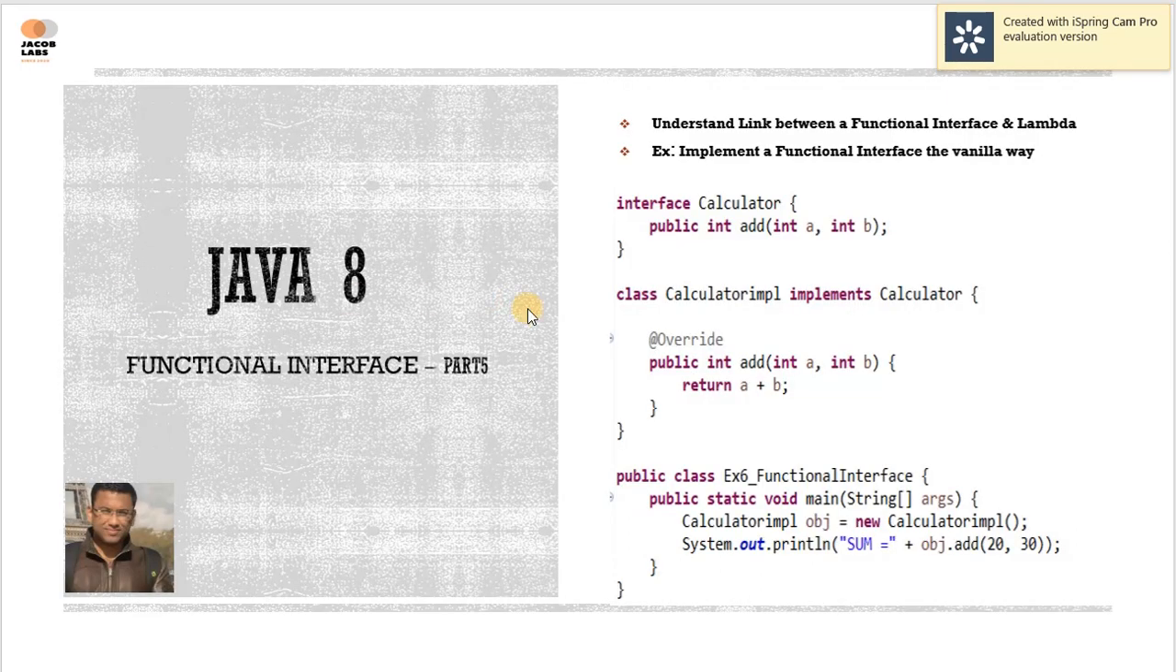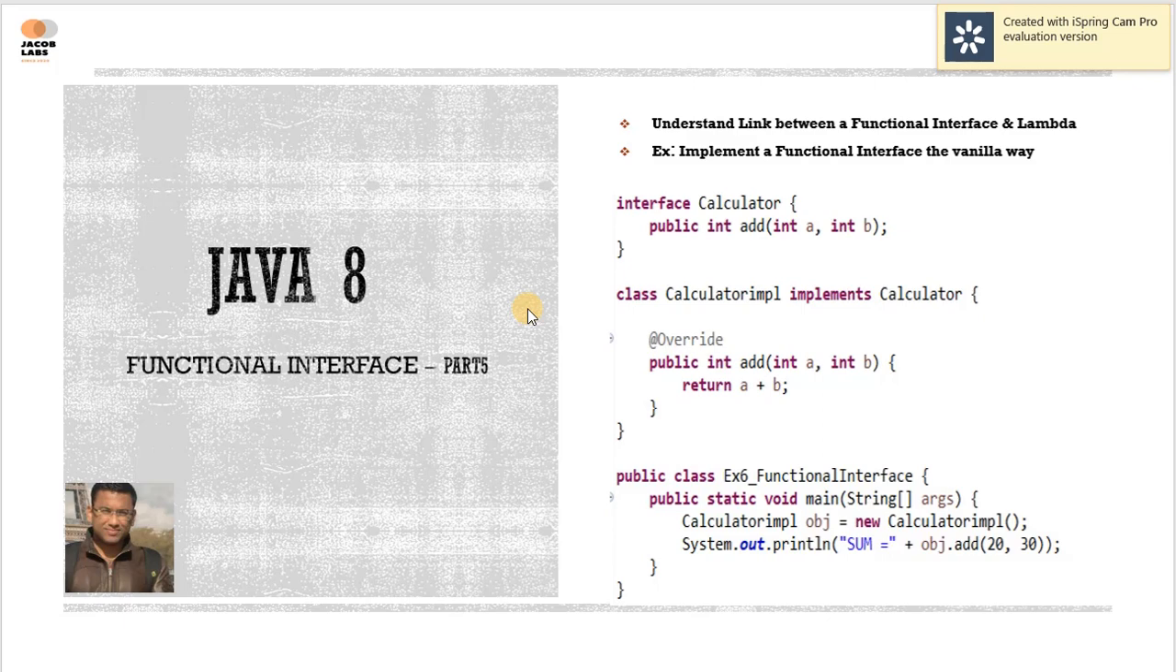In this video, we will see how a functional interface is linked to a lambda and why a lambda is needed for a functional interface. Before we get there, let's see how we implement a functional interface, or how we give a definition to a functional interface, in a classical manner, or before Java 8.